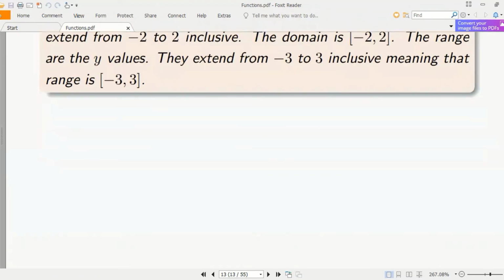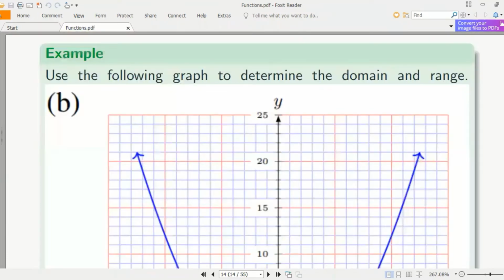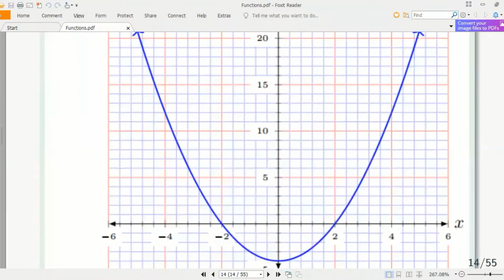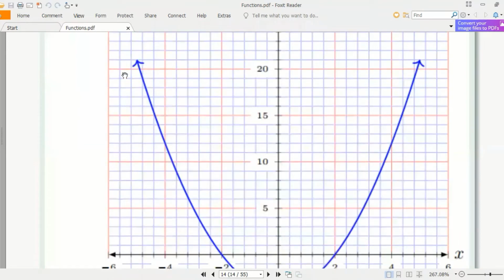What is the next example here? Use this graph to determine the domain and the range. So I just want to see the domain. I want to see where do the x values begin and where do they end. I'm not seeing where the x values begin. What I'm seeing is that this is the left side. So the x values, you cannot say they are beginning at -2 because this graph is still continuing. You can see the arrow here, meaning that it's still extending to the left.